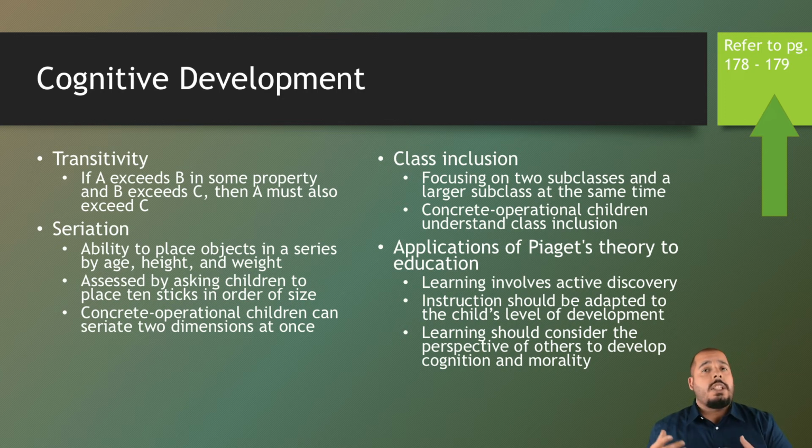Seriation is a child's ability to order objects according to 2 or more dimensions. In a study, when children were asked to order 10 sticks from smallest to largest, children who were in middle childhood were able to complete this task, while children who were in early childhood could not complete this task successfully. Piaget then took it a step further and asked children to order leaves of different levels of brightness and sizes. Only children in middle childhood were able to complete this task successfully.